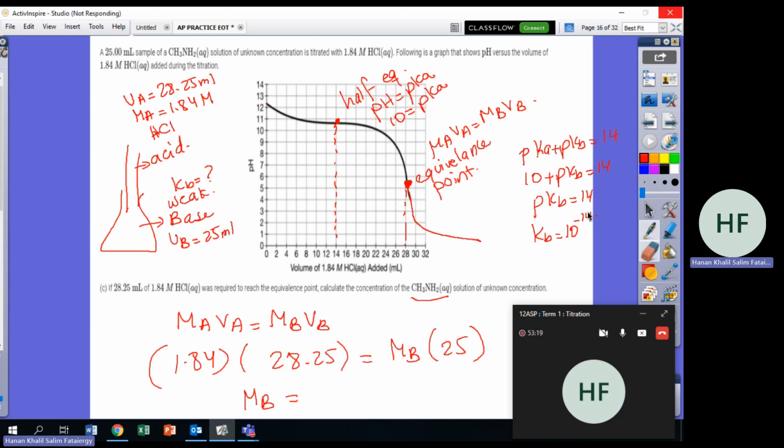Okay, so always in the graphs you find Ka. If you need Kb, you have to change it to Kb. So this is 10 power minus 4. So the Kb is 10 power minus 4.